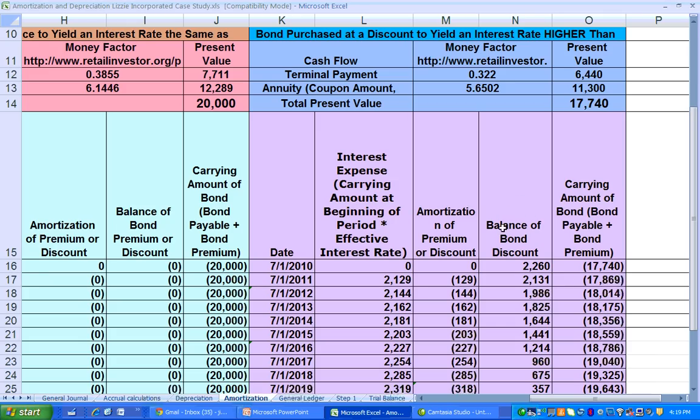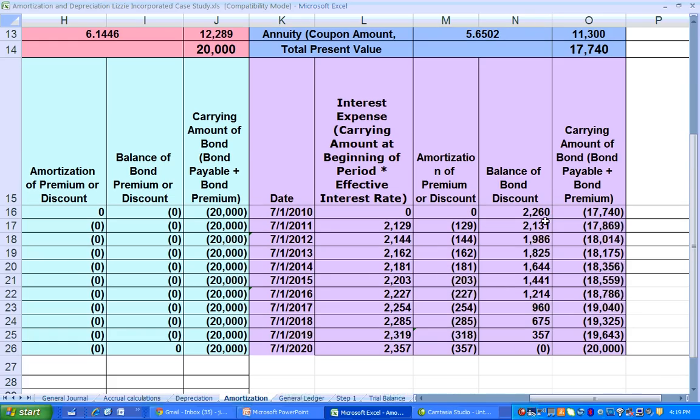We're using the same methodology. We're taking, for July 1st of 2011, the $17,740 multiplied by 12%, the effective interest rate. That gives us our interest expense. We subtract from that the amount of the coupon amount, which is $2,000, and that is the amortization of the discount, I should say discount, not premium, of the bond. And let's change that real quick. Discount, because this was sold at a discount.